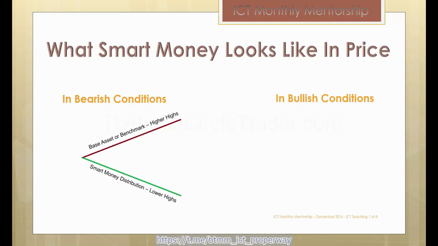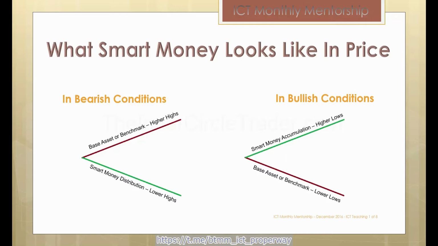In bullish conditions, the opposite is seen. You have to have obviously a base asset or benchmark to compare, and assume that the base asset or benchmark is moving lower. And that's going to be forming lower lows. And smart money accumulation will be seen with that condition being met with higher lows.